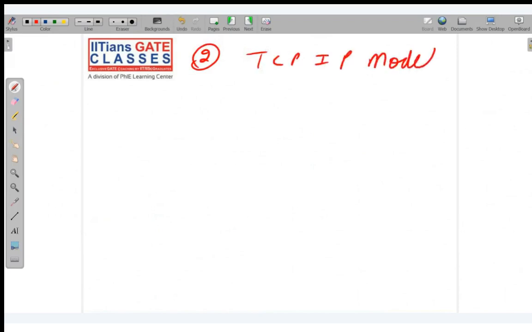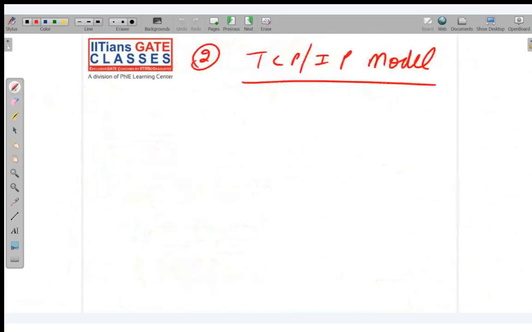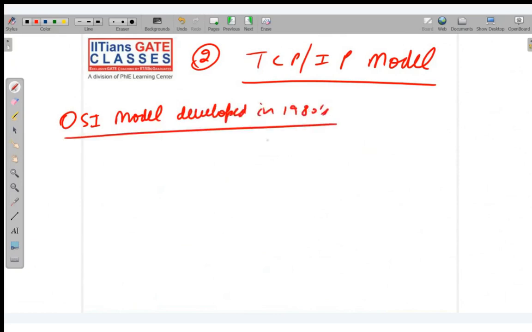Here I will give you an idea why I was saying to ignore the session layer and presentation layer and all. First of all, the OSI model was developed around the 1980s. First a model is developed and then it is implemented. But in which year was it implemented? The fact is that it was never implemented. It is just a theoretical concept.